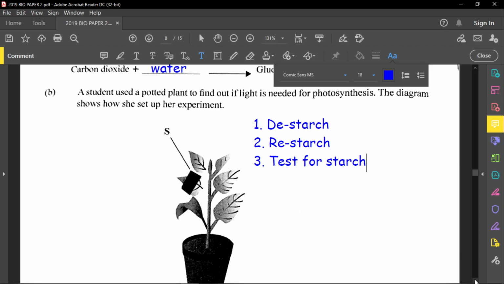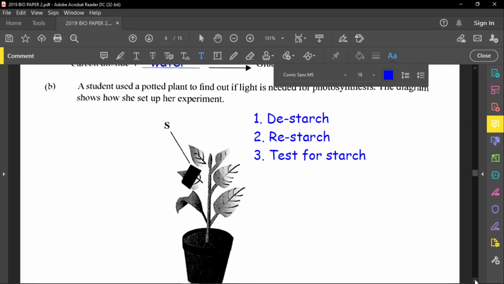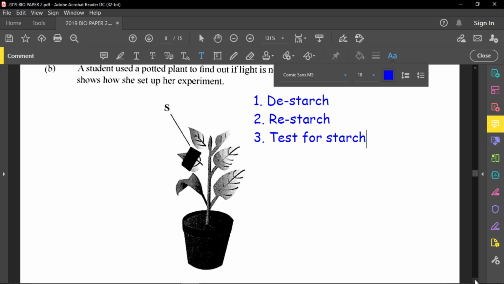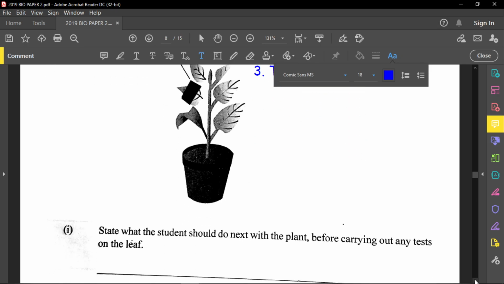And how you re-starch is to put it under the condition to see if it will re-starch. If it does not re-starch, then that factor is not needed for photosynthesis. All right, so let's answer this question now specifically.